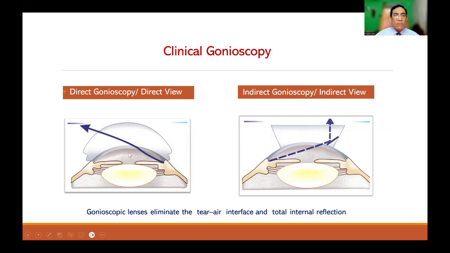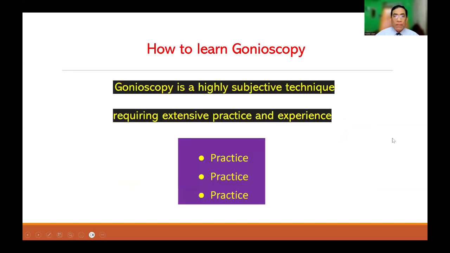With the direct lens, when the lens is put over the cornea, the view from the angle goes directly to the surgeon's eye. In the indirect mirror, the view goes to the mirror, and from there the surgeon can see. So it is the opposite angle, the opposite side of the patient.